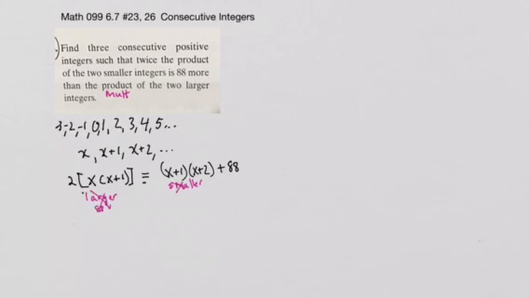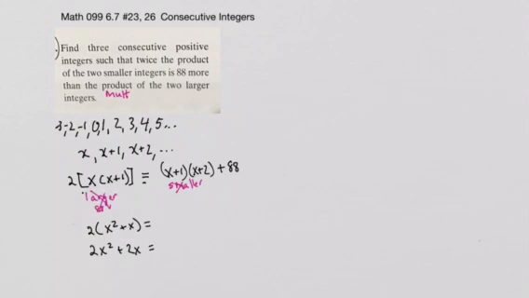Often that's the hardest part, and you'll get most of your points for the problem if you can come up with the equation. The rest of the problem is solving for x. So let's go ahead and do that. On the left-hand side, we multiply the x times x plus 1, so x squared plus x. Then multiply by 2, so 2x squared plus 2x.